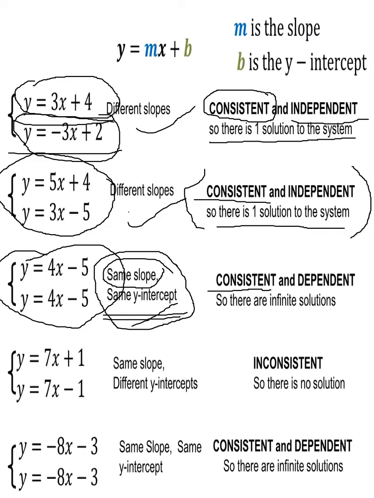If these two conditions are available with our linear pair of equations, that means if they have the same slope as well as an equal y-intercept, then we can say it is consistent but dependent, and there will be infinite solutions.